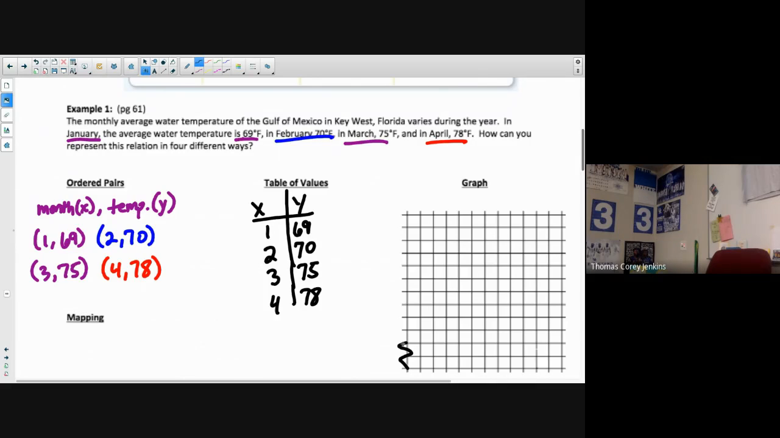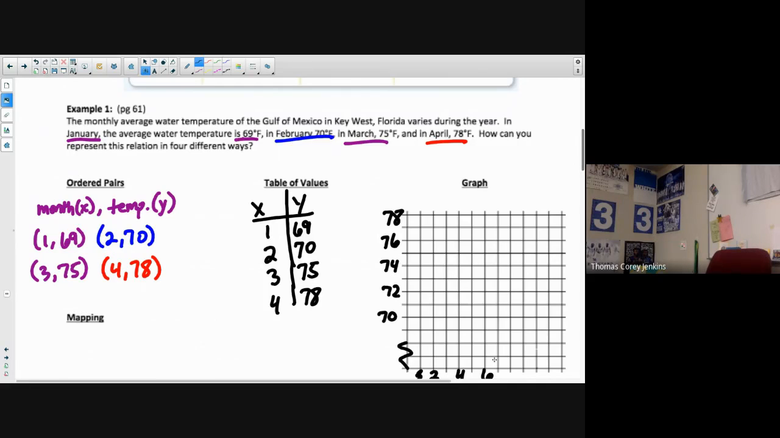So we're going to start at 68. This could be 69, 70, 71, 72. Notice I'm labeling every other one just to keep it neat. And then we just need to count by ones on our x-axis: skip that one, go 2, that'd be 3, that'd be 4. And then we're just plotting points, that's all we're doing.